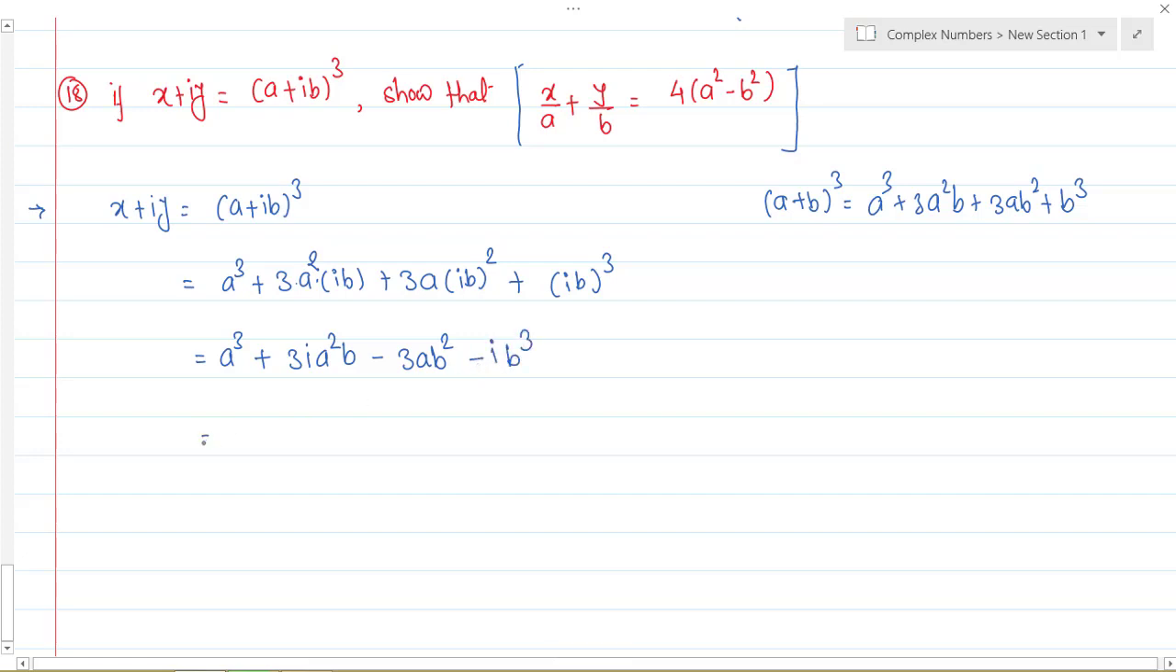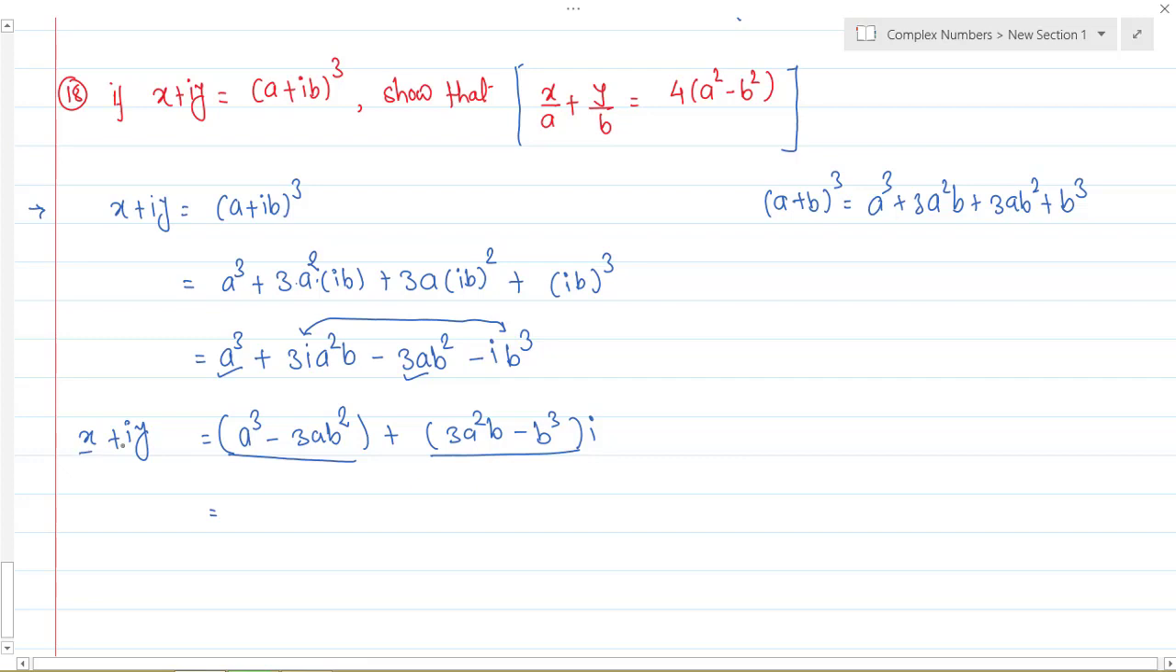Okay, so what is remaining then? Now separate the real part and the imaginary part. So you will be having a cube minus 3ab square, this is one part, plus let's take i common, so here 3a square b minus b cube, into i. So from these two I have taken the i common. If you see, this is equal to x plus iy. Now this is my real part and this is the imaginary part.